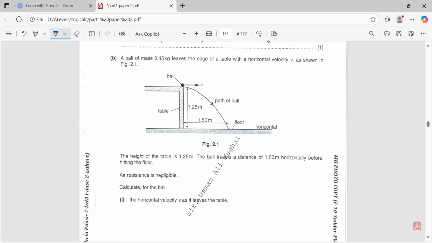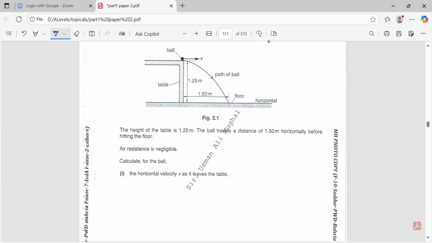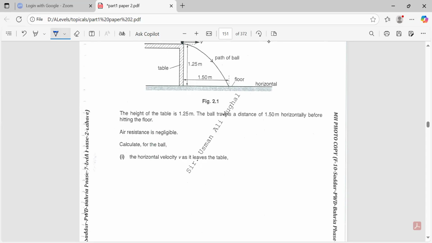Next question says that there is a ball of mass 0.445 kg. It leaves the edge of a table with a horizontal velocity v as shown in figure 2.1. So this is a figure which is being shown in front of you. There's a ball which is going to fall down from the top point and hit the horizontal surface on the floor, and the path of the ball is a semi-parabolic sort of path.